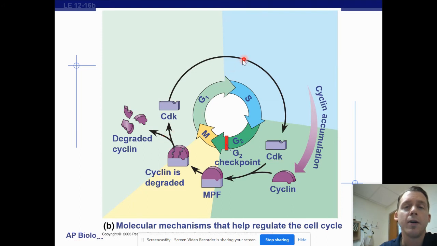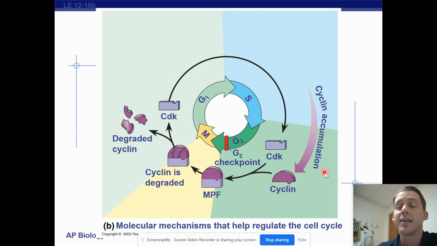All right, so here again, CDK present. When it's time for the checkpoint, cyclin starts accumulating. So there's plenty of CDK. It's inactive though. Now we have more cyclin being built. The cyclin is going to produce MPF that will push us through the checkpoint. After we get past the checkpoint, the cyclin gets degraded and the whole process starts again. Basically, we always have CDK, but cyclin will only build up if everything is normal in the cell.